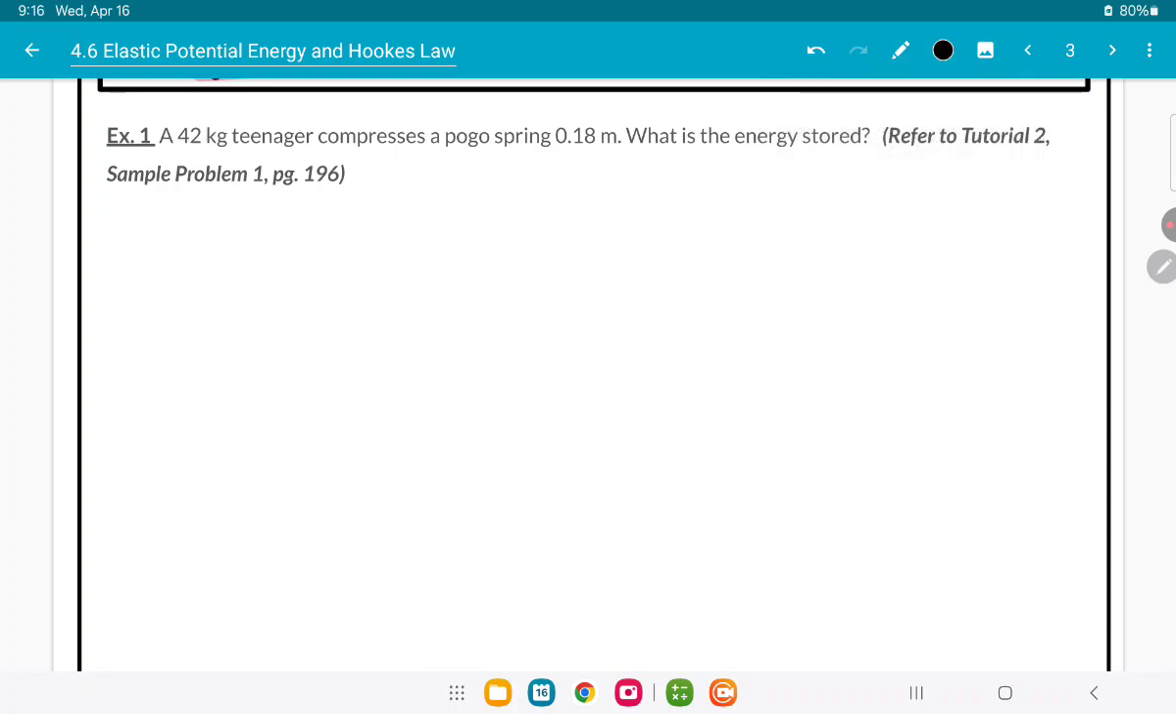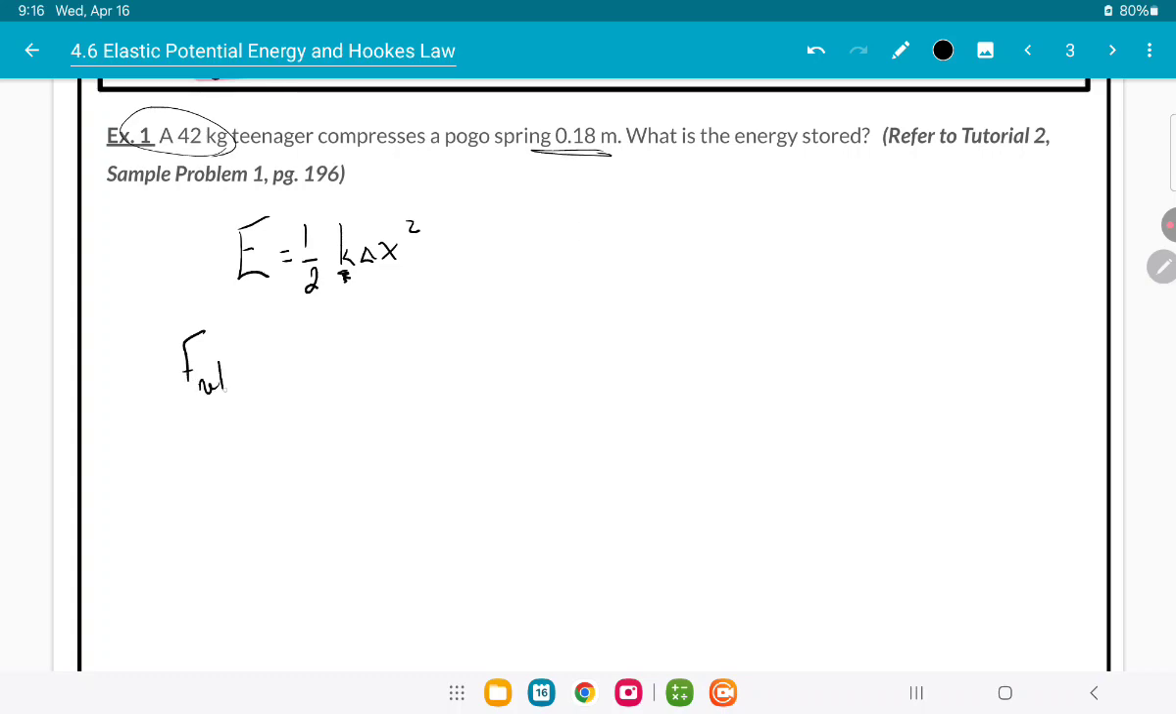A teenager compresses a pogo spring, what's the energy stored? So yes, it's as easy as you think. It's going to be 1/2 k delta x squared. Oh no, it's not as easy as we think. We don't have k. But we have the mass and we have how far it is compressed. So we're going to start by solving for k, just like we did before.